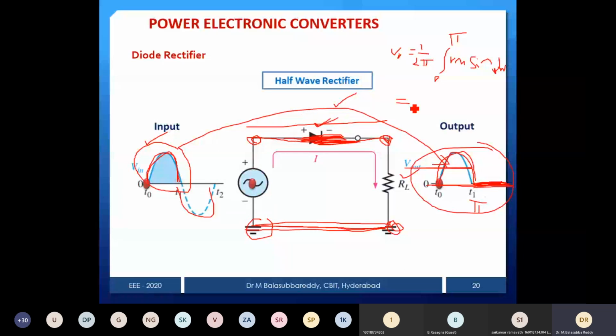But in that expression you don't get any alpha or other control parameter. All parameters are fixed. Vm is nothing but root 2 into Vs. So you won't get any control. That is the reason we call it an uncontrolled rectifier. So this is the diode rectifier case.